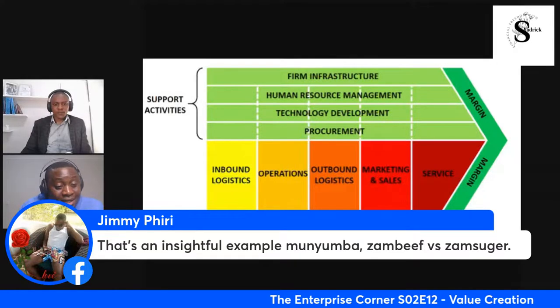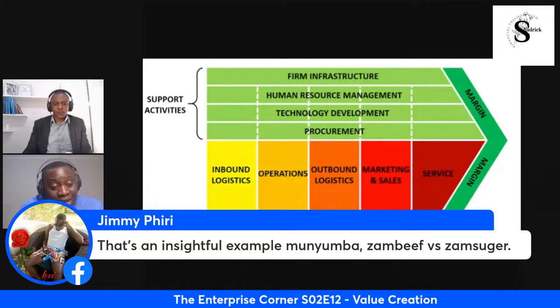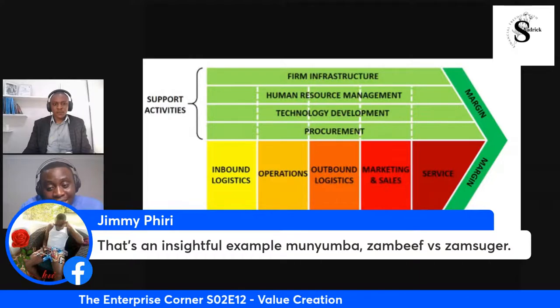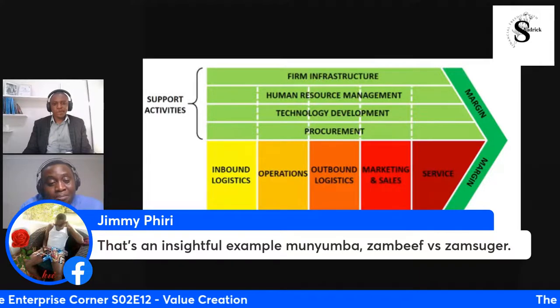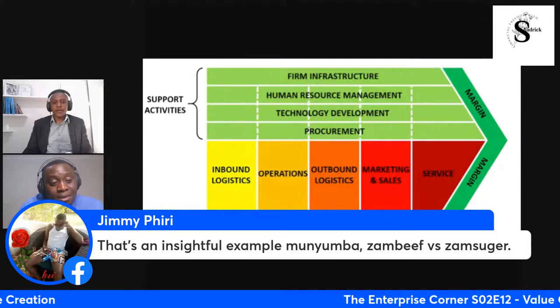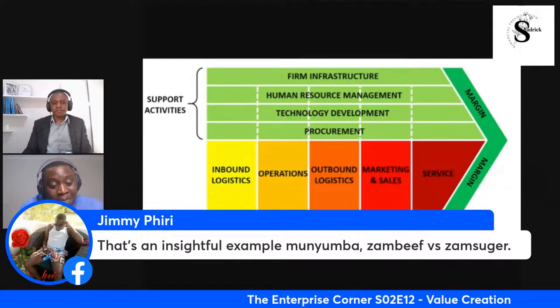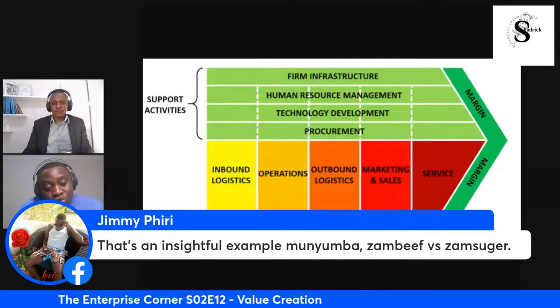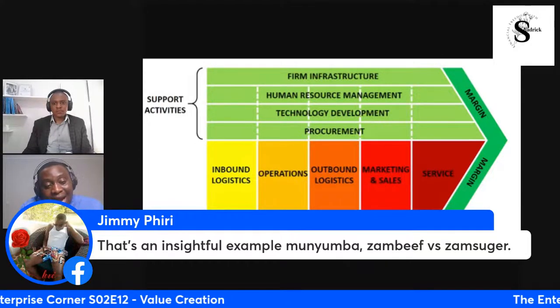This today has been about creating value. And always remember, your customer is not going to pay for the price. They are going to pay for the value they are getting for the price. Okay? That's what we call bang for buck. So make sure your customer gets the value. Do all these activities and deliver the highest value.